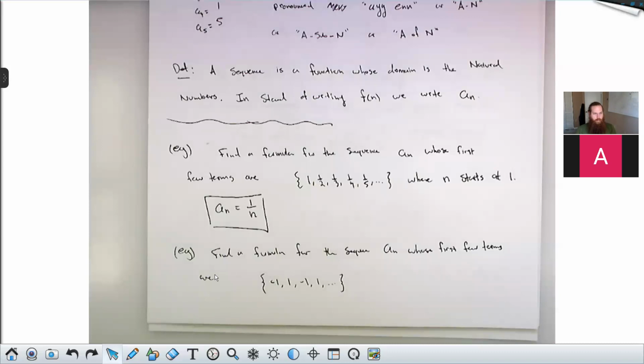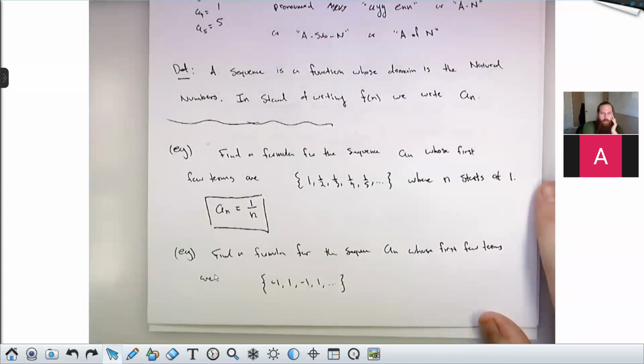Does anybody see a pattern here? Yeah, the next term would be -1. And then after that, +1. And then after that, -1. And then after that, +1. Can anybody think of a formula that outputs those sort of numbers?